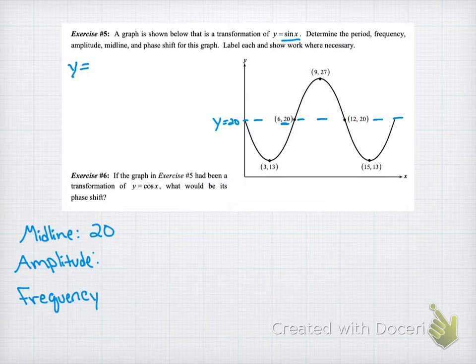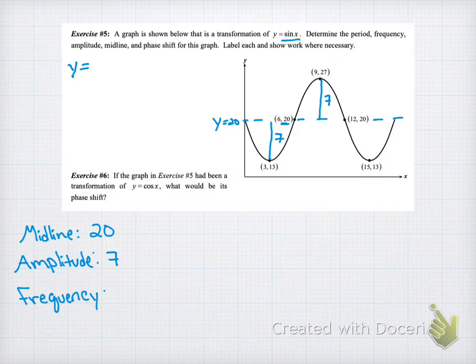The amplitude is how far above the midline or how far below the midline I've gone. So if I'm looking at this graph, I'm saying my lowest point is at 13, which is 7 below 20, and my highest point is 27, which is 7 above 20. So my amplitude is 7.